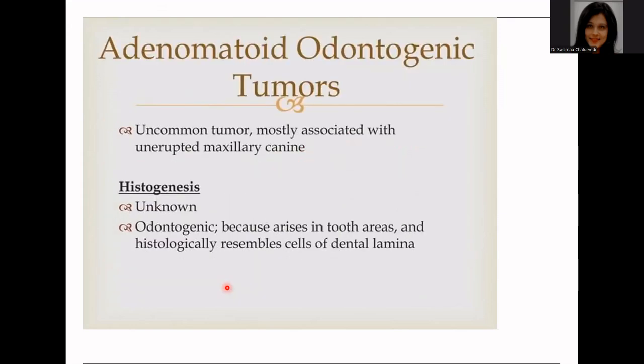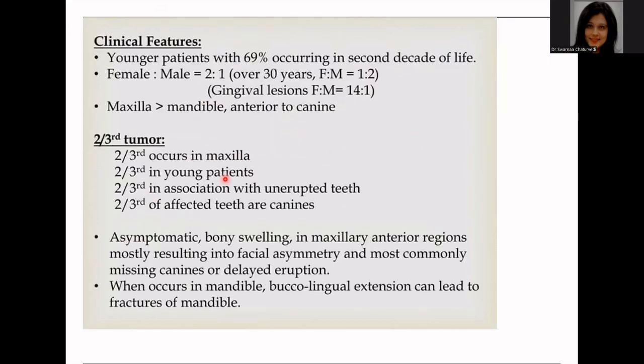Next is adenomatoid odontogenic tumor. It is an uncommon tumor mostly associated with an unerupted maxillary canine. Histogenesis is unknown. It is odontogenic because it arises in the tooth area and histologically resembles cells of the dental lamina. But the exact histogenesis is unknown.